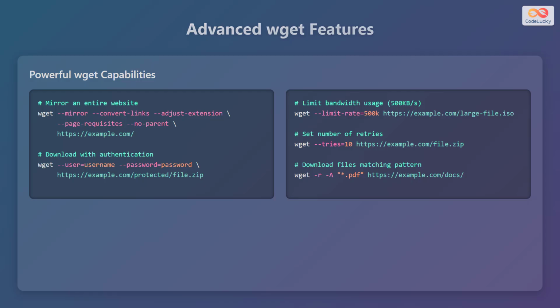To set the number of retries, type wget --tries=10, followed by the website address. To download files matching a pattern, type wget -R followed by the pattern such as *.pdf, and then the website address.